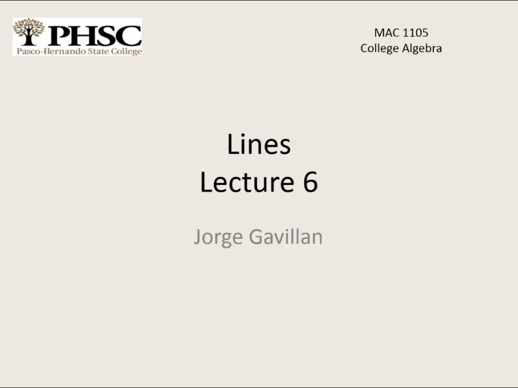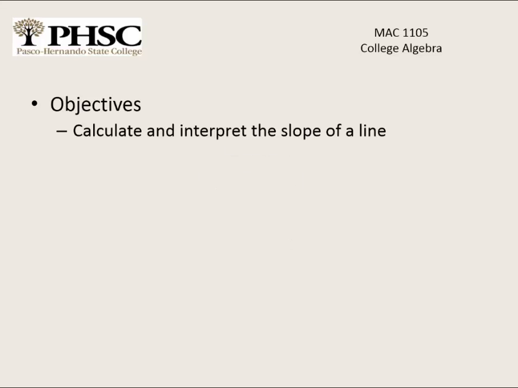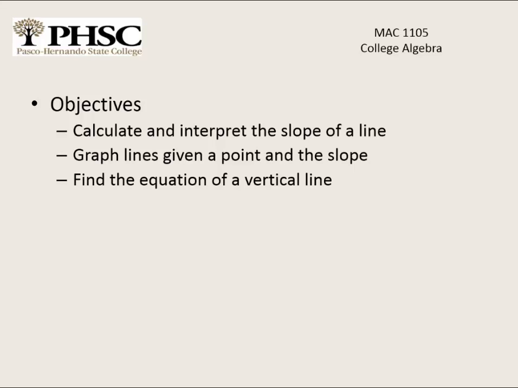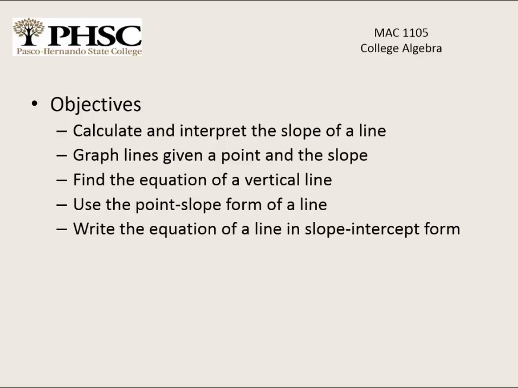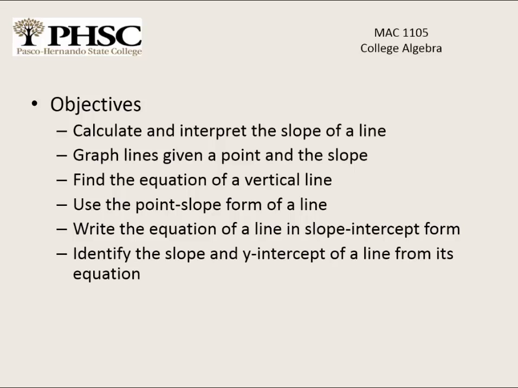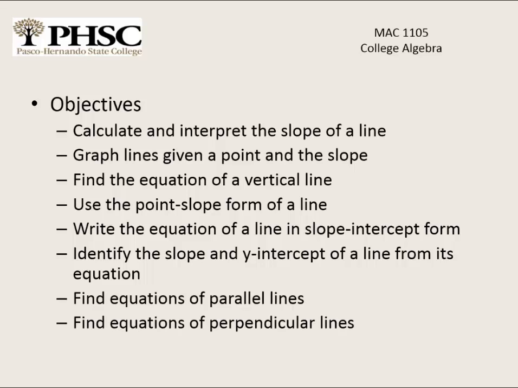So there are quite a few objectives for this particular lesson. The first thing is we're going to calculate and interpret the slope of a line. We're going to graph lines given a point and the slope. We're going to find the equation of a vertical line. We're going to find the point-slope form of a line. We're going to write the equation of a line in slope-intercept form. We're going to identify the slope and the y-intercept of a line from its equation. And then finally, we're going to talk about parallel lines and perpendicular lines.